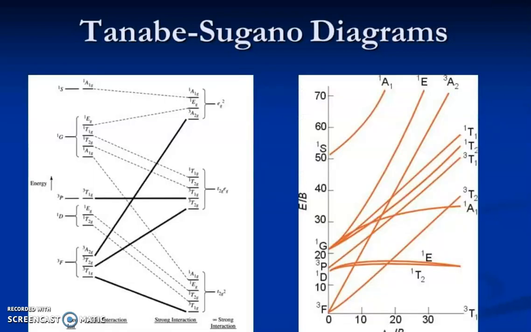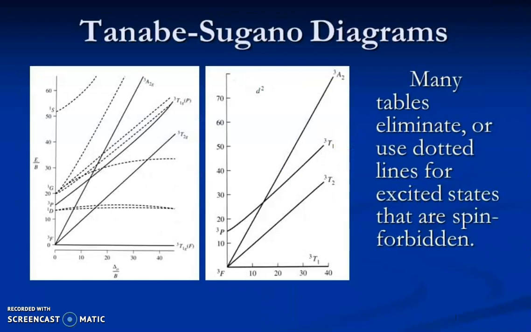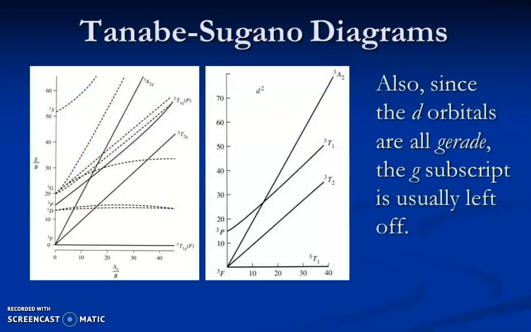So, this is the Tanabe-Sugano diagram. Now you can see the energy levels T1, T2, E, so many, and then a starting point, and then splitting with different values. Many tables eliminate or use dotted lines for excited states that are spin forbidden. That is the dotted one. Now also, since d orbitals are all gerade and the g subscript is usually left off, you can see there is no g term here.